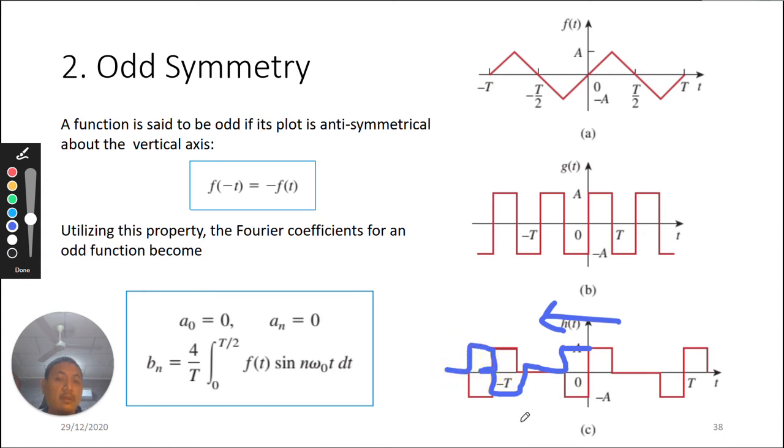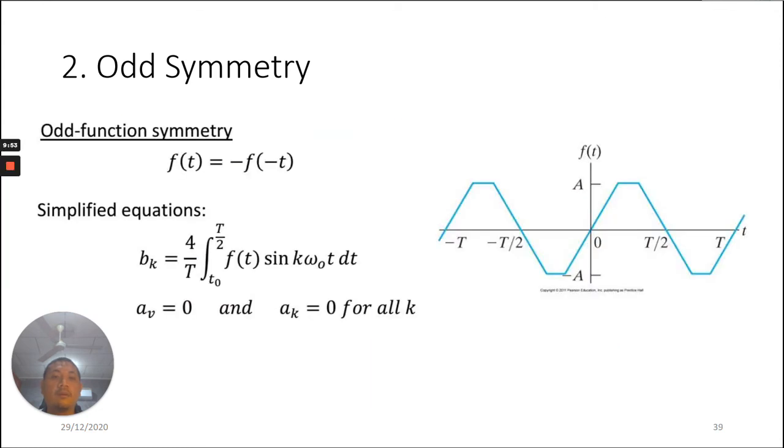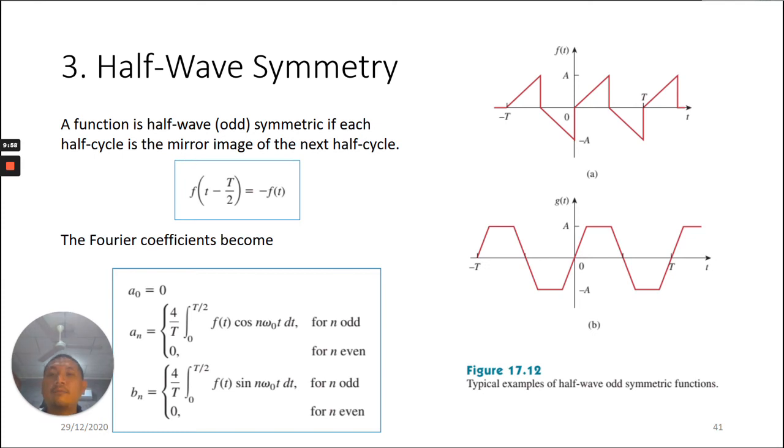Yes, and then if you do the second fold, you will get the same thing. So this proves that this is an odd symmetrical signal. So now let's look at half wave symmetry. In half wave symmetry, a function is half wave symmetric if each half cycle is the mirror image of the next half cycle.